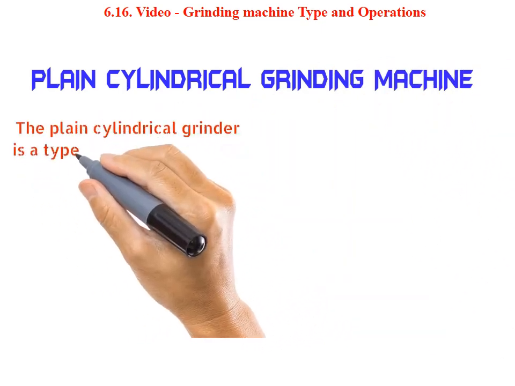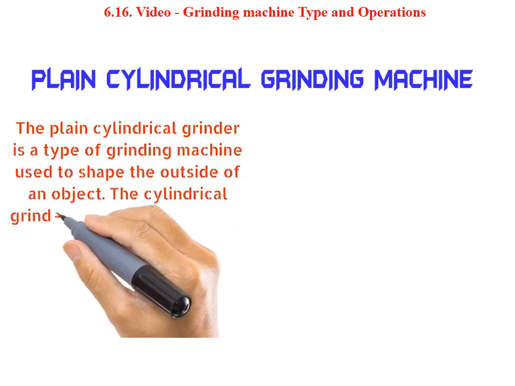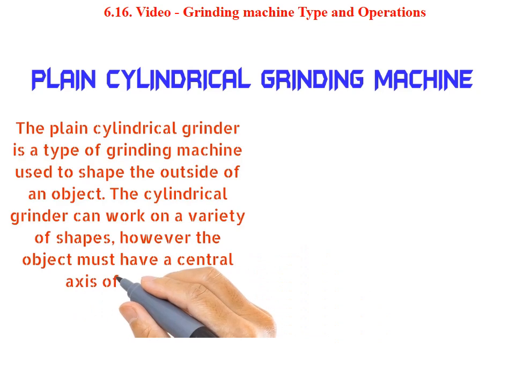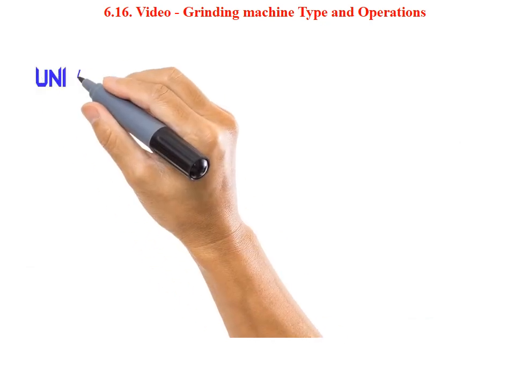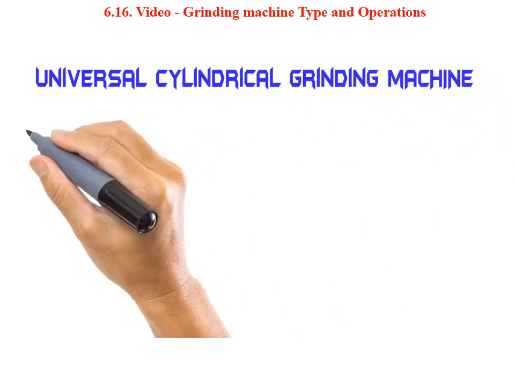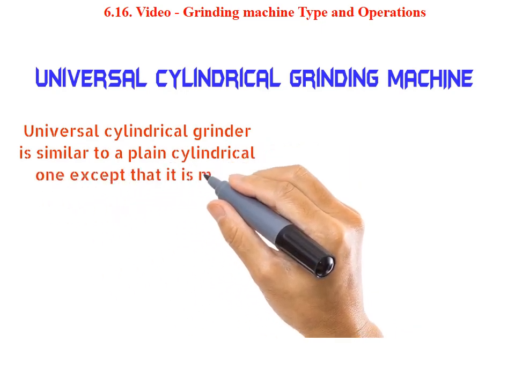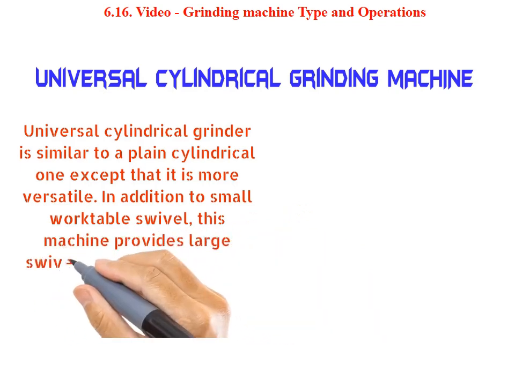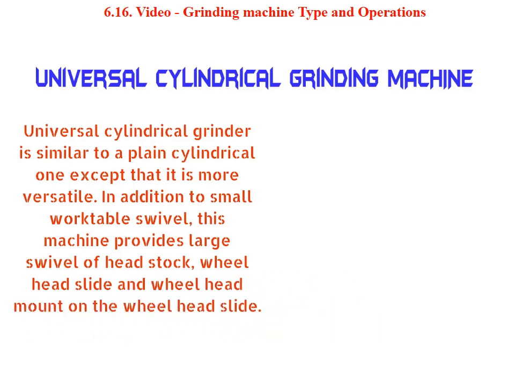Plain cylindrical grinding machine. The plain cylindrical grinder is a type of grinding machine used to shape the outside of an object. The cylindrical grinder can work on a variety of shapes, however the object must have a central axis of rotation. Universal cylindrical grinding machine. The universal cylindrical grinder is similar to a plain cylindrical one, except that it is more versatile. In addition to small work table swivel, this machine provides large swivel of headstock, wheel head slide and wheel head mount on the wheel head slide.